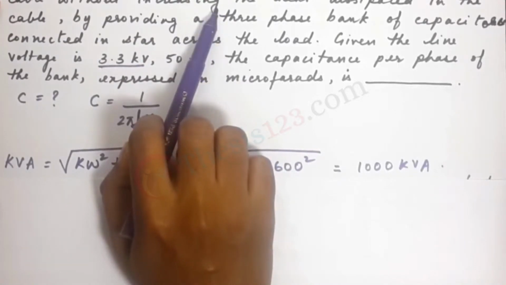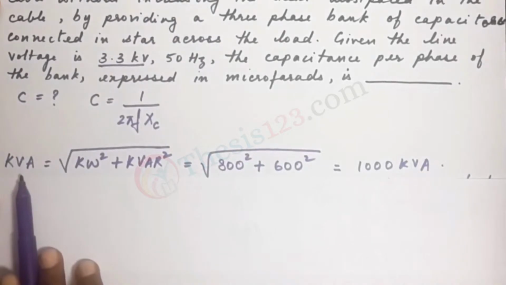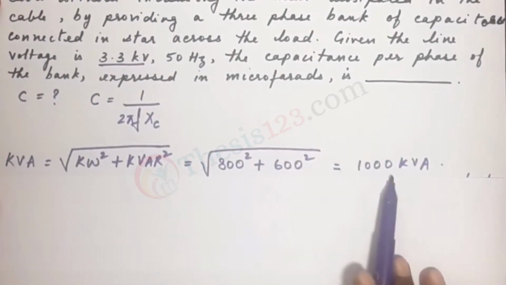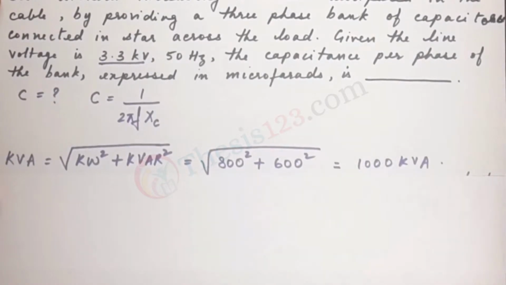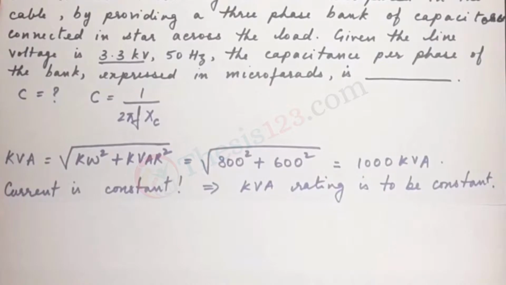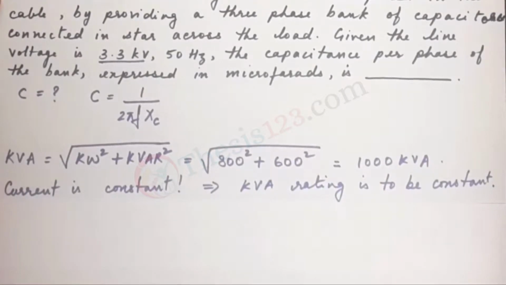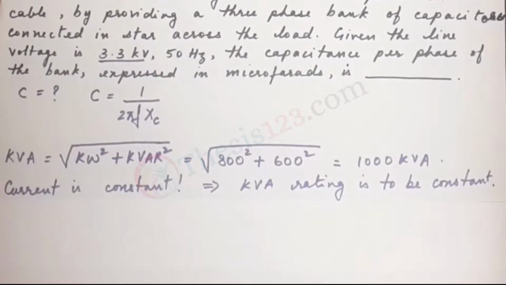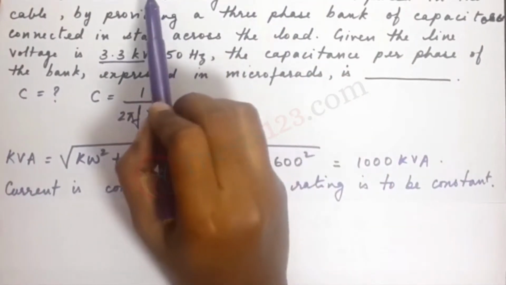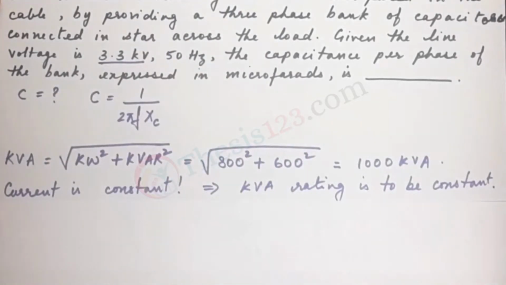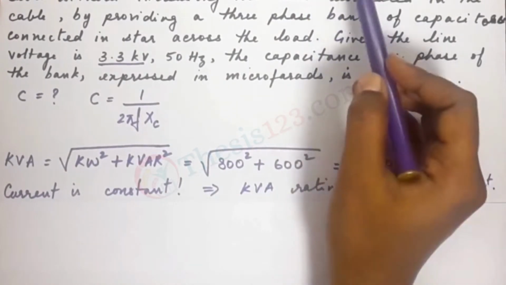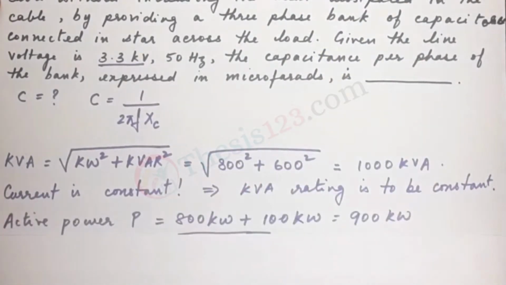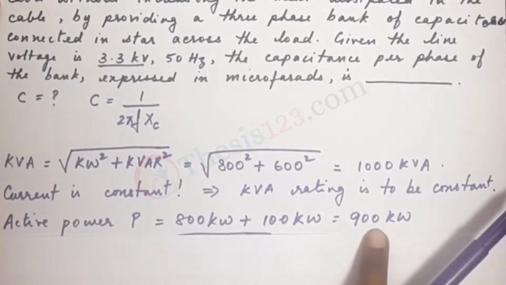Now, if the current is constant, that also tells us that kVA is constant. So throughout this first part of the problem, our value of 1000 will not change. So that is our next point here: current is constant. When the current is constant, kVA rating is also to be constant. Now, as I mentioned, an additional resistive load of 100 kilowatt is provided, which means 800 plus 100 gives us the active power of 900 kilowatts.